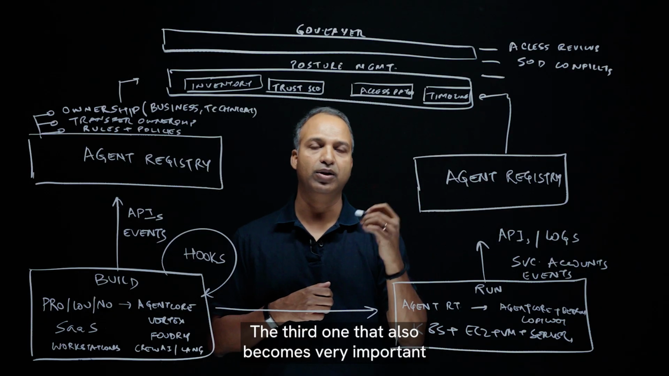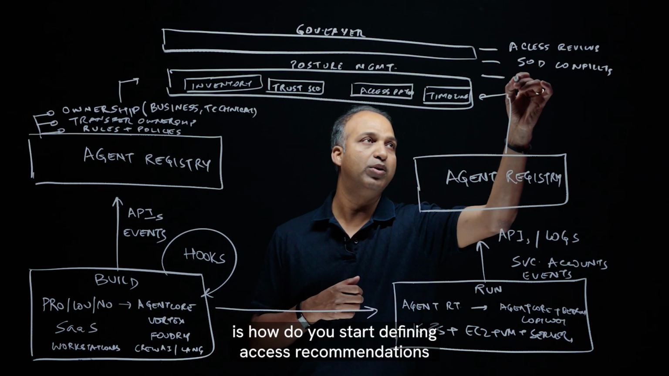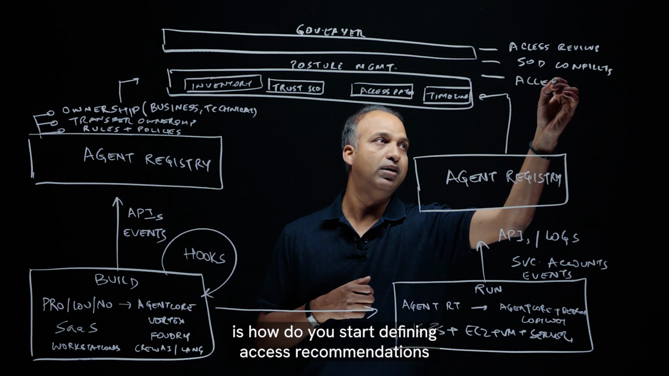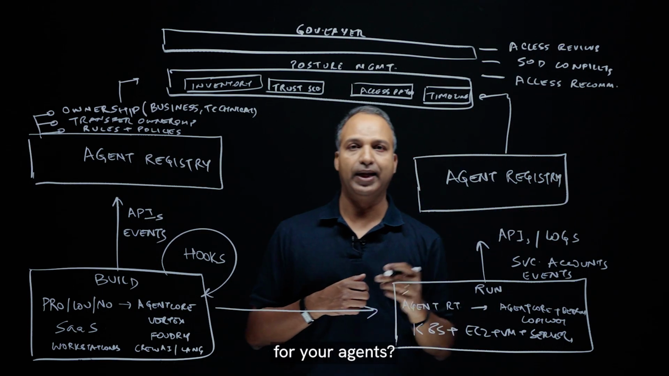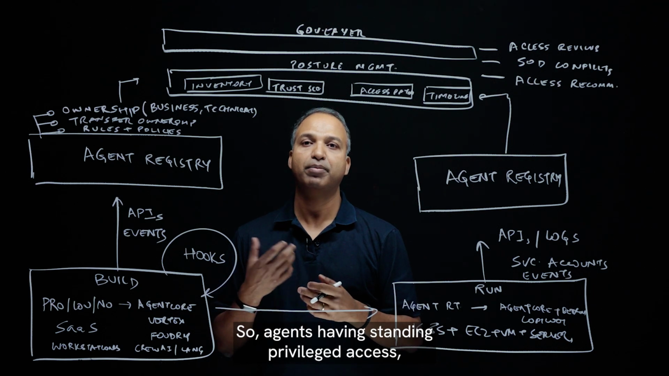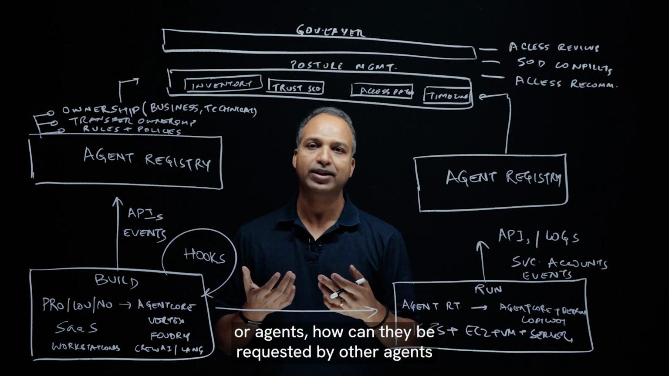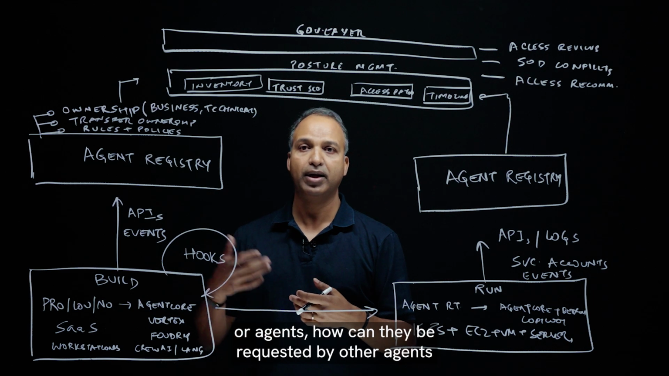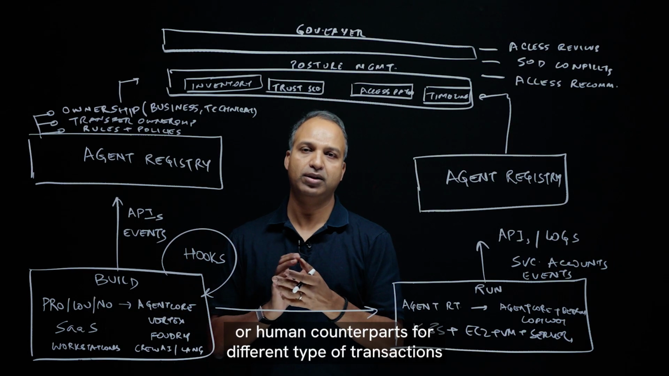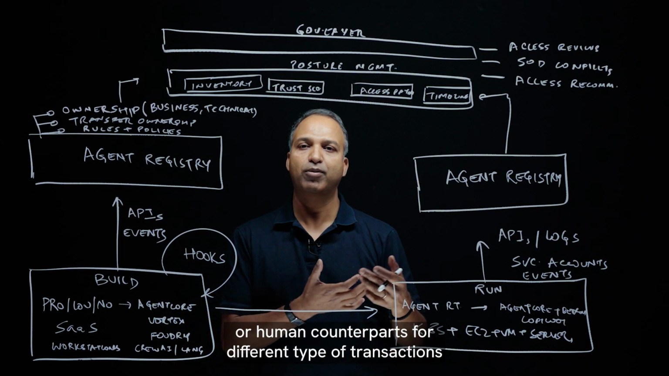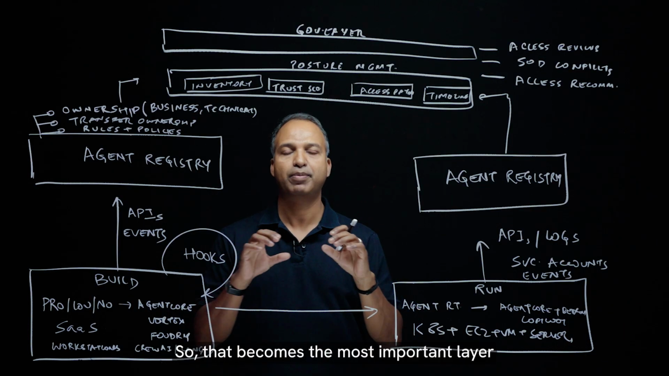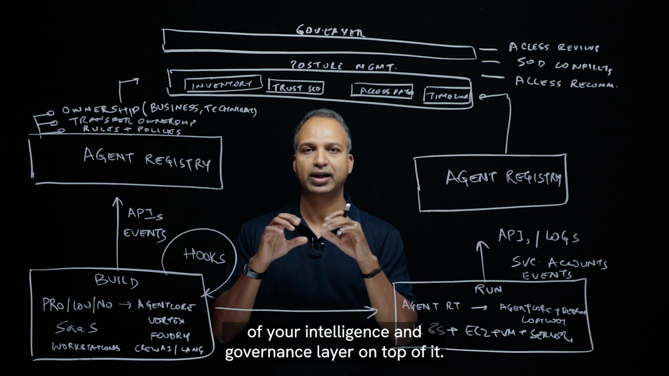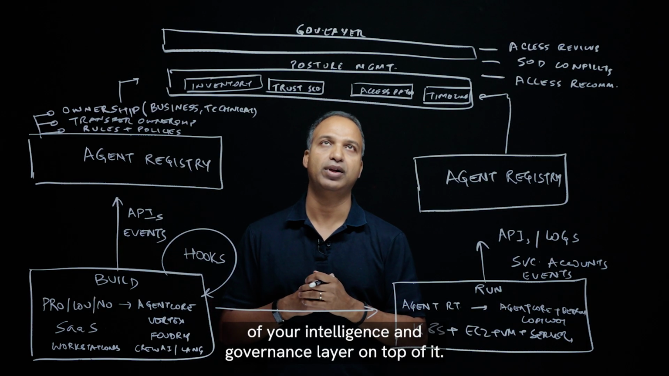The third one, which also becomes very important, is how do you start defining access recommendations for your agents. So, agents having standing privileged access, or how can they be requested by other agents or human counterparts for different types of transactions they are trying to do in your ecosystem. So, that becomes the most important layer of your intelligence and governance layer on top of it.